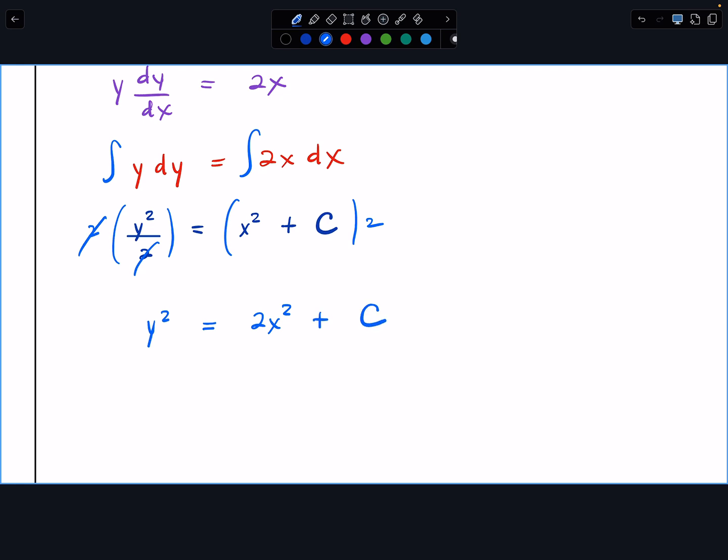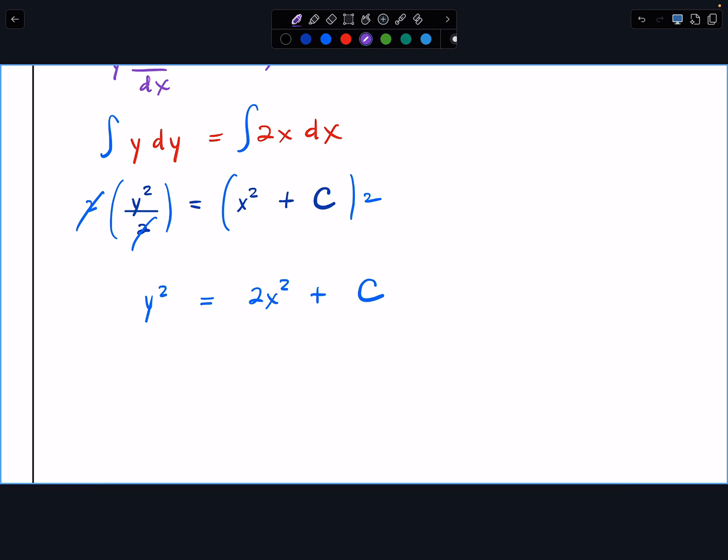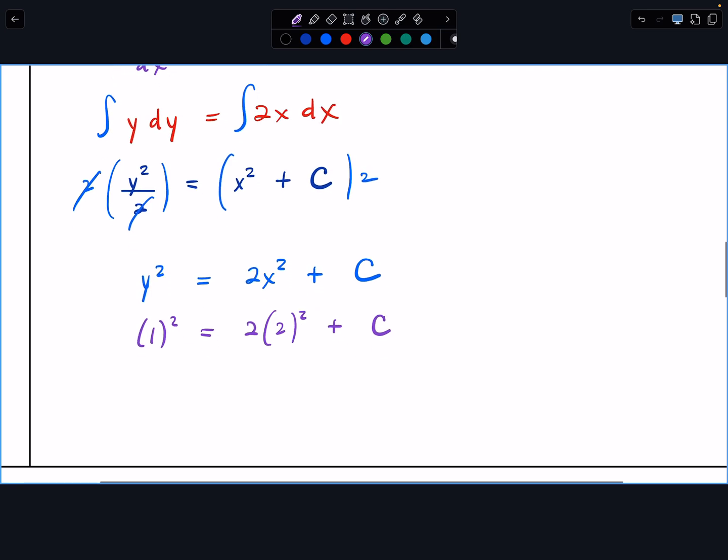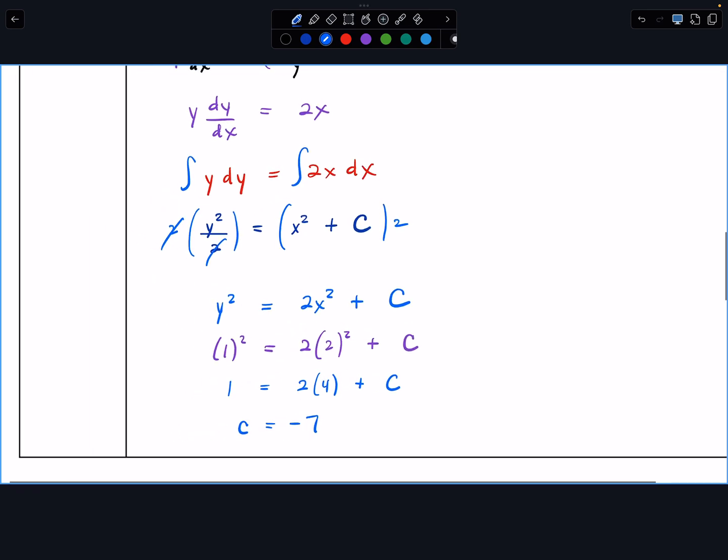Now plug in your initial condition. So y is, what was y? 1? So 1 squared is equal to 2 times 2 squared plus c. So 1 is equal to 2 times 4 plus c. This is just 8, right? So if I subtract it to the other side, what's c? -7.